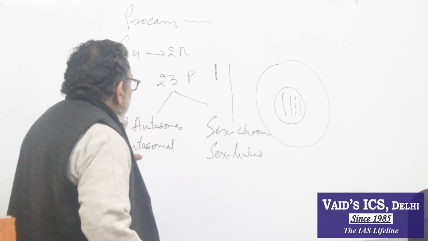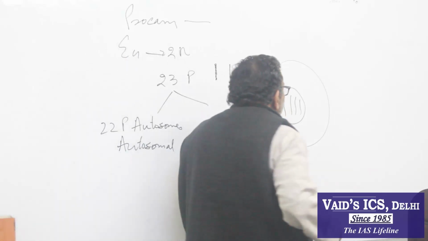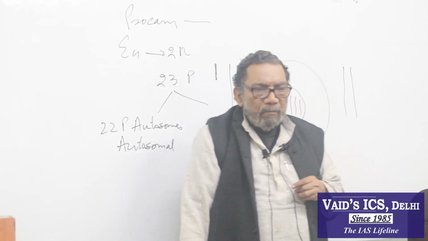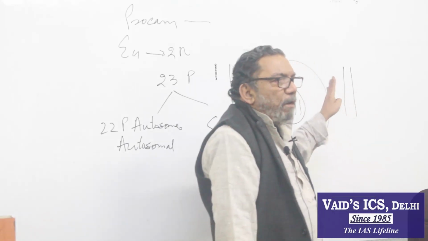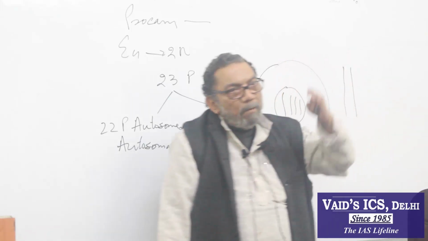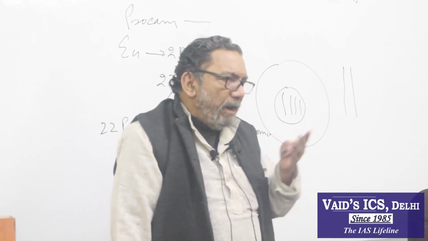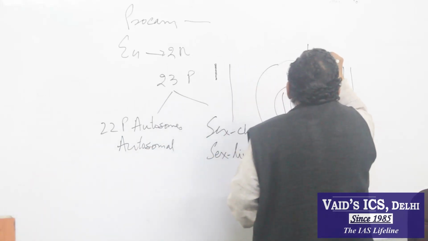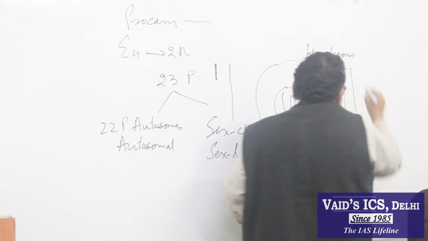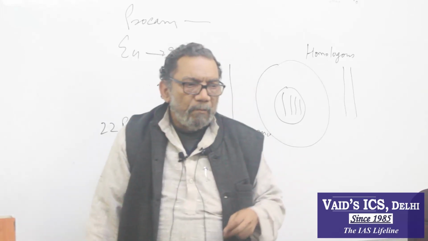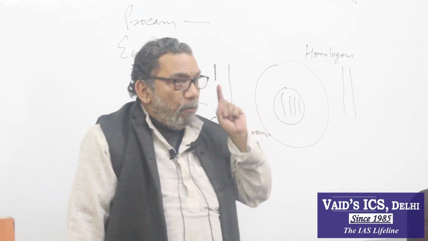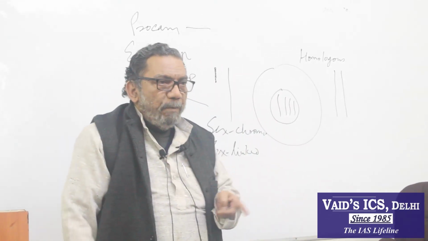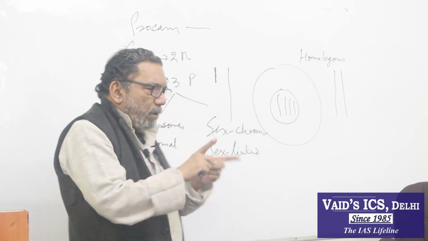In the case of autosomes, the two members of each pair resemble each other. They are identical. Means, whatever genes are present here, the same genes are present here, the same number, the same sequence, identical. And such pairs we call homologous pairs. In 22 pairs of autosomes, each pair is homologous. In each pair, the two members resemble each other. Pair number 1 homologous, 5 homologous, 21 homologous, 22 homologous.